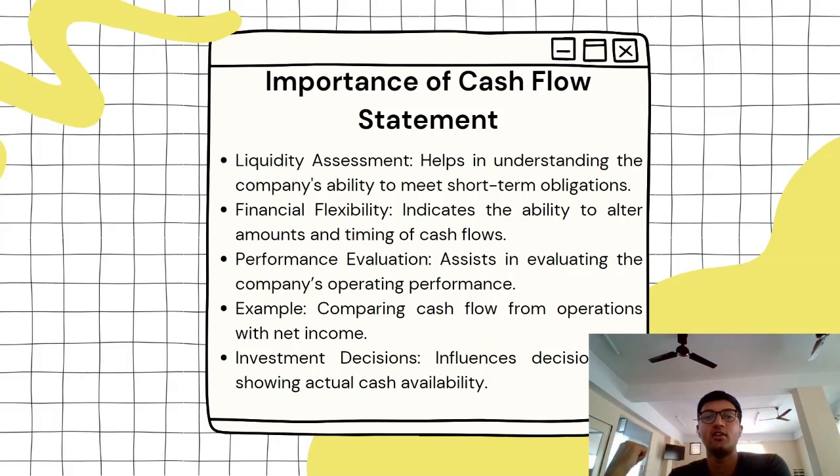If you don't have money sitting in your bank accounts, you won't be selling. Okay, I'll sell this plant in order to pay this much money, and I'll sell this land because this land is not getting used. And if you don't get a buyer, then these are the things that you should look at. Liquidity assessment helps you in understanding whether the company will be able to meet its financial obligations at the end of the day. It indicates the ability to alter amounts and timing of cash flows.